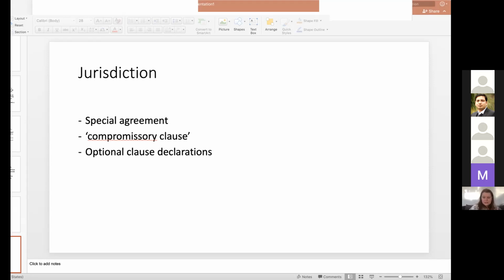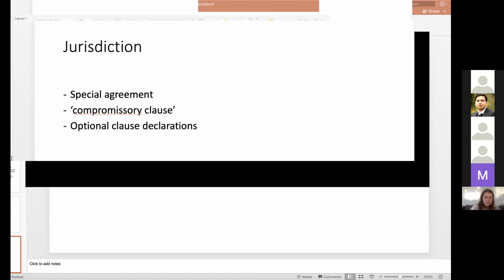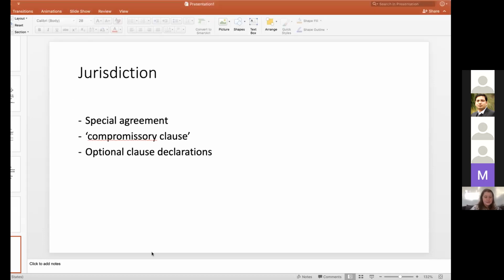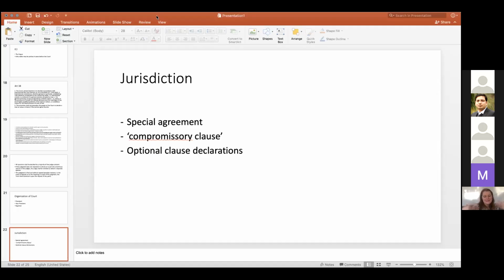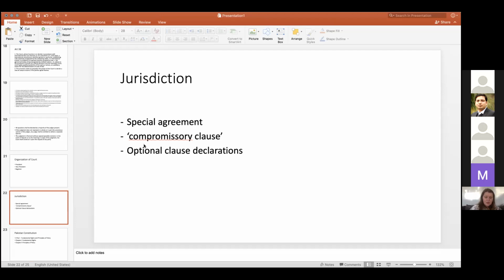So this was the third way how a country can become a party in a case in the International Court of Justice. So it's the optional clause declaration. So: special agreement, compromissory clause, and optional clause declaration.